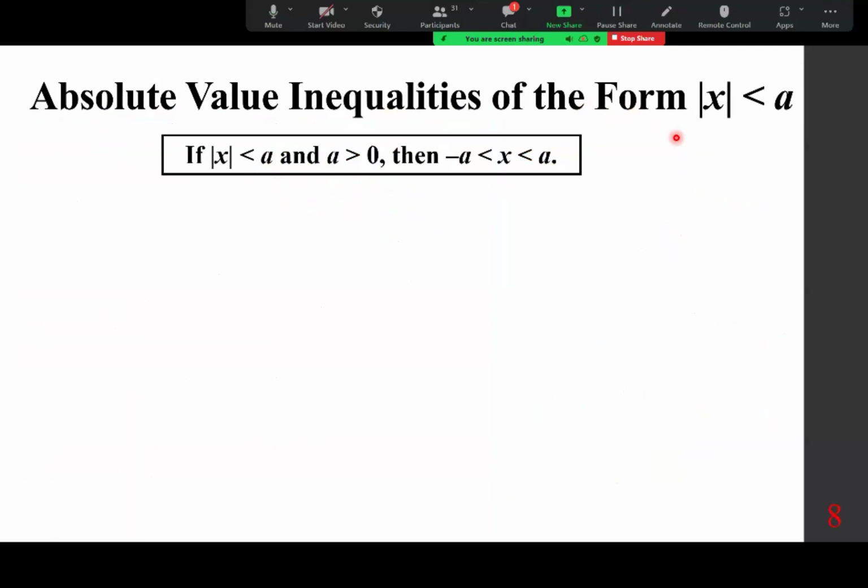What about inequalities? If the absolute value of x is less than a, and a is a positive value, a is larger than 0, then x is sandwiched between -a and a.